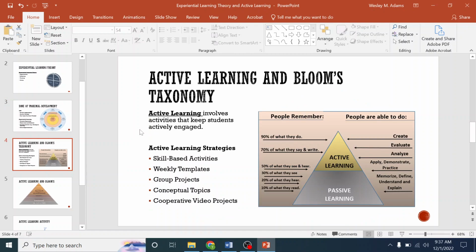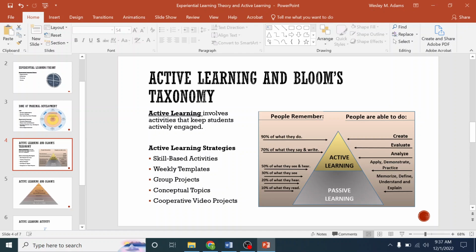But now let's talk about active learning itself. Active learning doesn't have to be a hands-on activity. I mean, it can be skill-based activities like we're using in class, but it could be a weekly template that you filled out. It could be group projects. It could be the discussions that you do at the end of the class. It could be multiple assignments in one. It's anything that keeps the student actively engaged.